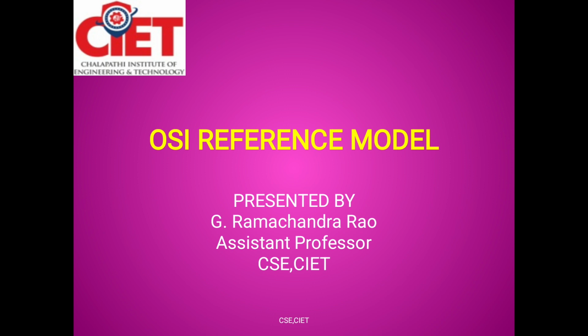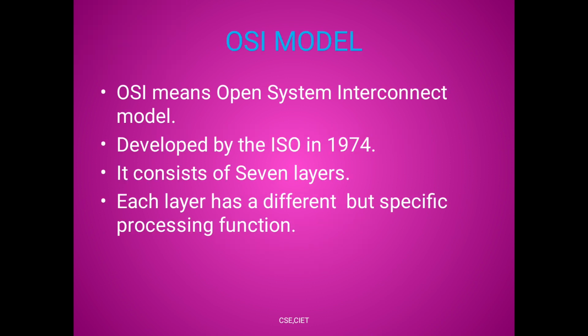Today we are going to discuss the OSI reference model in computer networks. OSI means Open System Interconnection Model. It began as a reference model but has since been implemented. It was developed by the International Organization for Standardization to provide a logical framework for how data communication processes should interact across the world. The OSI model was developed by the ISO in the year 1974.